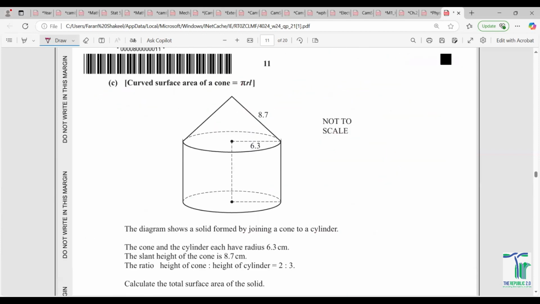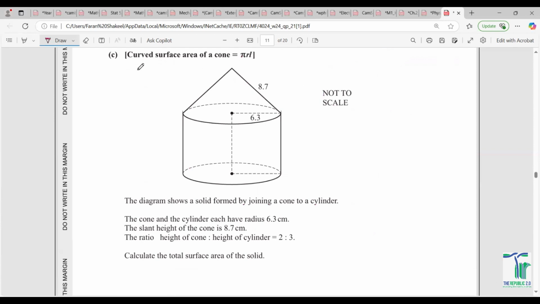Okay. Now we've got this C part. The diagram shows a solid formed by joining a cone to a cylinder. A cone joined to a cylinder. The cone and cylinder each have a radius of 6.3. The slanted height of the cone is 8.7 centimeters. The ratio of the height of the cone and the height of the cylinder is 2:3.